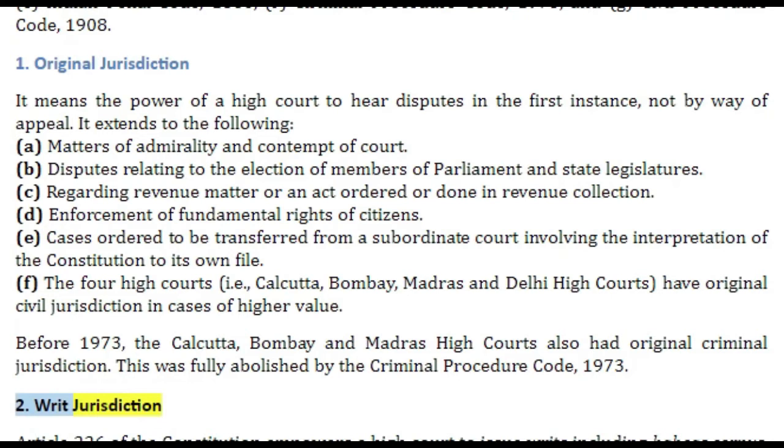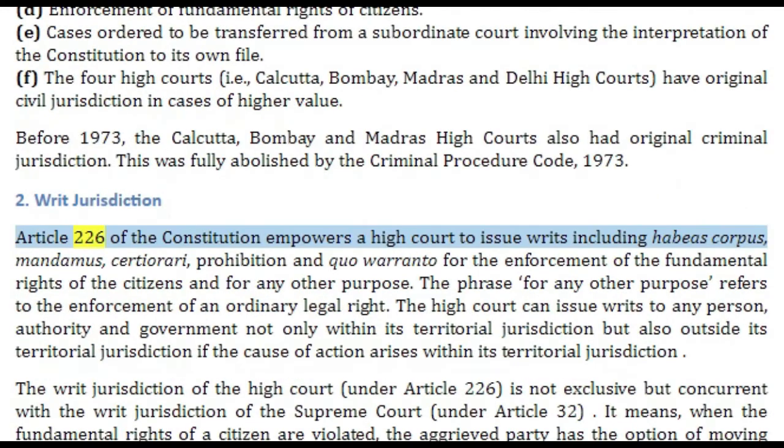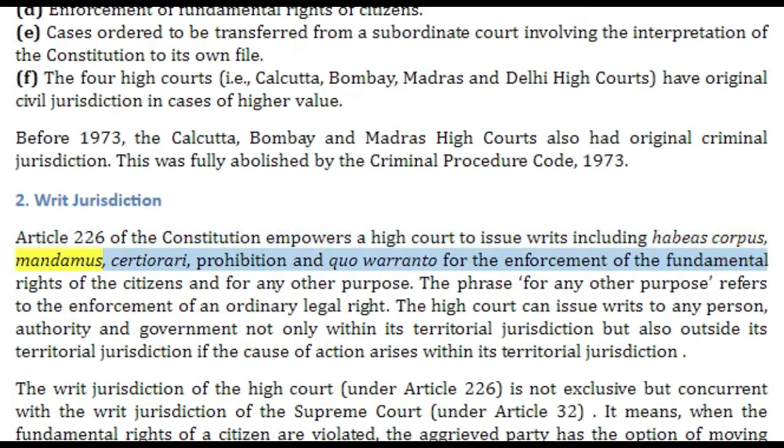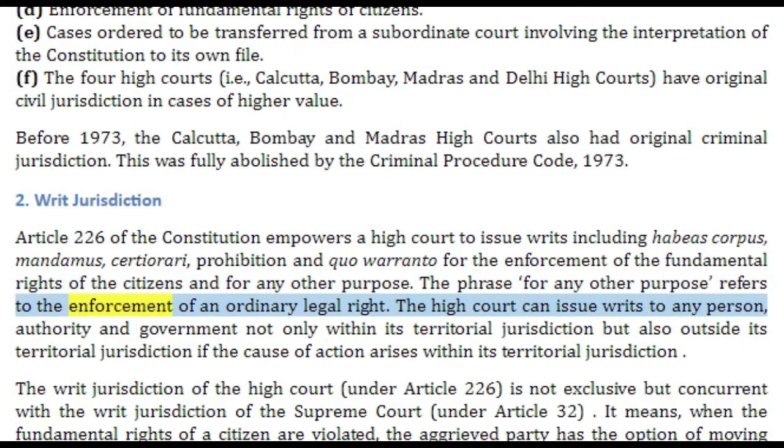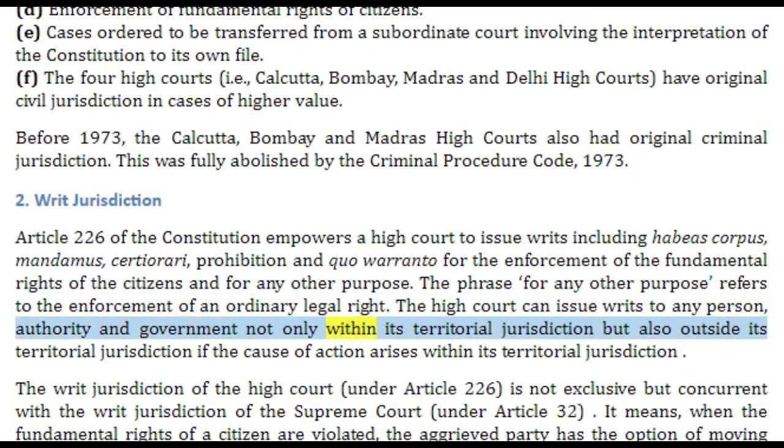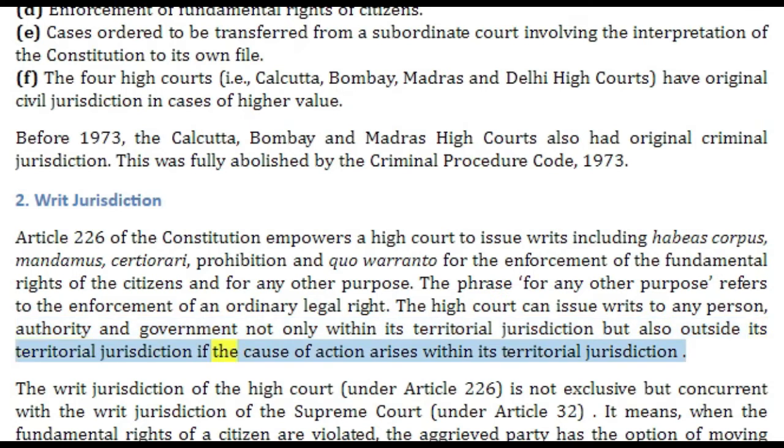2. Writ jurisdiction. Article 226 of the Constitution empowers a High Court to issue writs including habeas corpus, mandamus, certiorari, prohibition, and quo warranto for the enforcement of the fundamental rights of the citizens and for any other purpose. The phrase "for any other purpose" refers to the enforcement of an ordinary legal right. The High Court can issue writs to any person, authority and government not only within its territorial jurisdiction but also outside its territorial jurisdiction if the cause of action arises within its territorial jurisdiction.